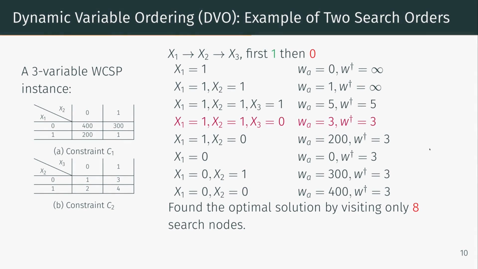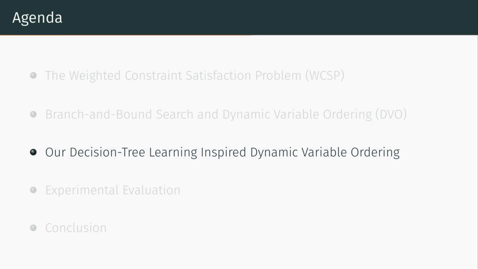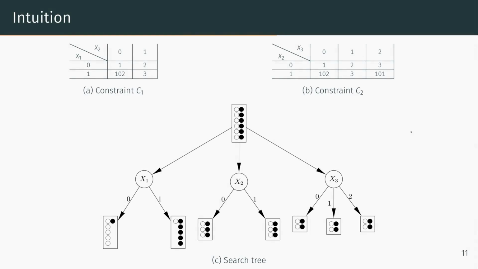In this example, we only swapped the two assignments, but in reality, in many instances, reordering the variables could also have dramatic effects. Now let me introduce our decision tree learning inspired dynamic variable ordering algorithm. Let me demonstrate the intuition behind our DV algorithm using this example.